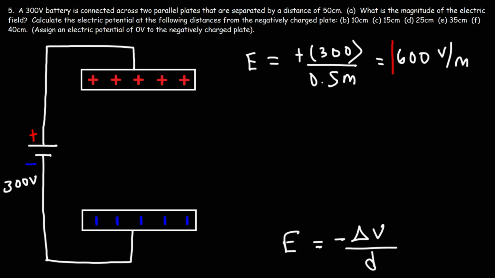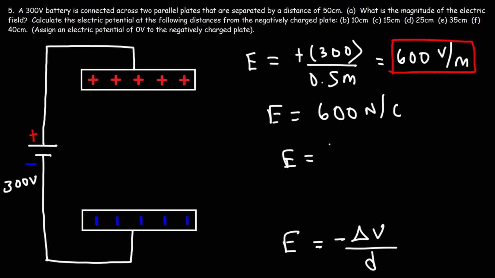So this is one way in which we can express the electric field. We could also say that the electric field has a magnitude of 600 newtons per coulomb. Because remember, electric field is also force over charge. Force is in newtons, charge is in coulombs. So there's two units that you could use to describe electric field. You could say it's newtons per coulomb or volts per meter.